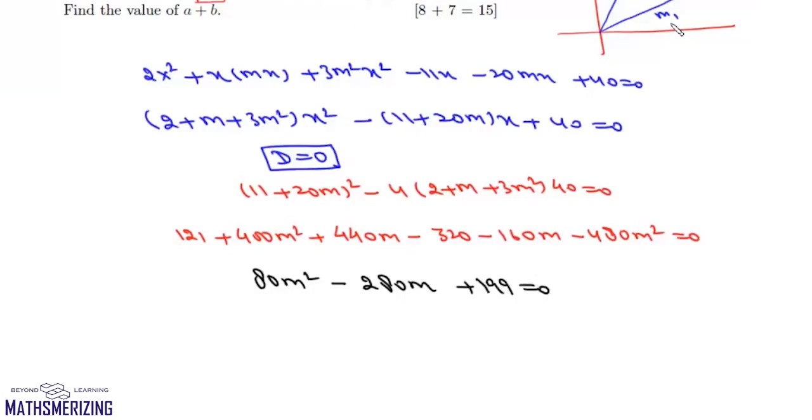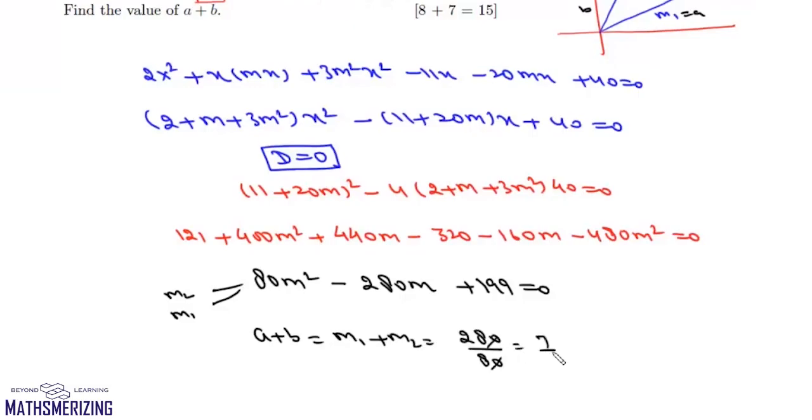Now there are two such tangents possible. So this equation will have two roots, m1 and m2. It says the smallest value is a and the largest value is b. So m1 is a and m2 is b. We just need to find the value of a plus b, which is the sum of roots m1 plus m2. For this equation, the sum of roots is minus b upon a, which is 280 upon 80, and that is 7 by 2. So the value of a plus b will be 7 by 2.